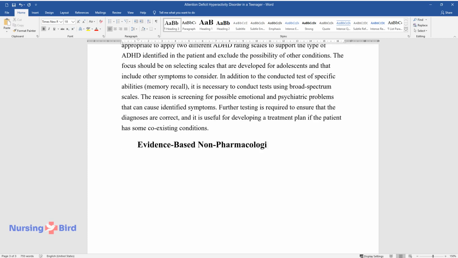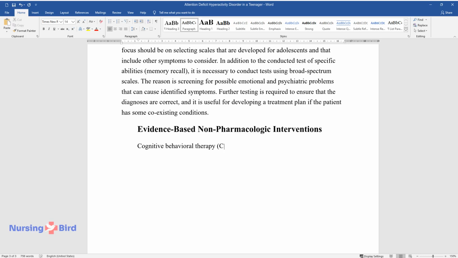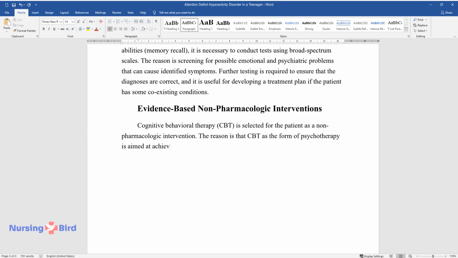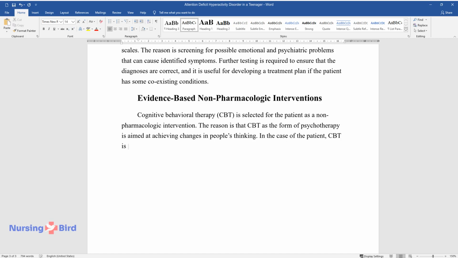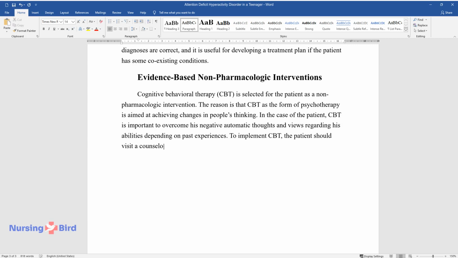Evidence-based non-pharmacologic interventions. Cognitive behavioral therapy, CBT, is selected for the patient as a non-pharmacologic intervention. The reason is that CBT as the form of psychotherapy is aimed at achieving changes in people's thinking. In the case of the patient, CBT is important to overcome his negative automatic thoughts and views regarding his abilities depending on past experiences. To implement CBT, the patient should visit a counselor once a week for 2 months.